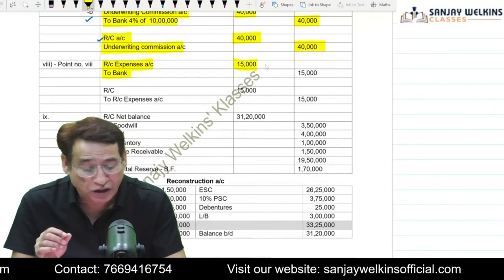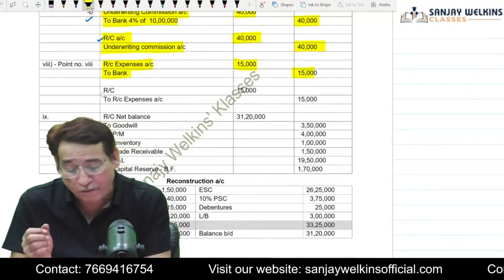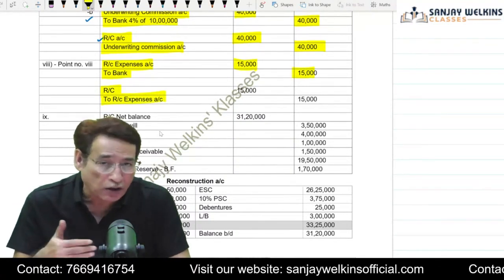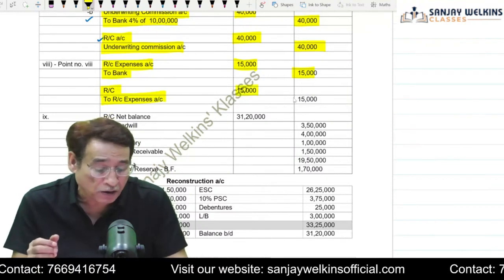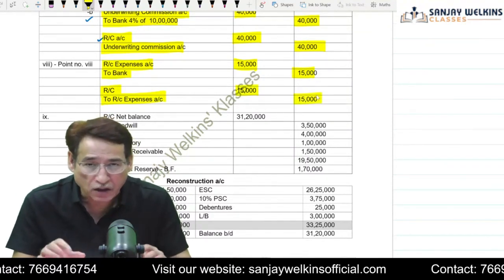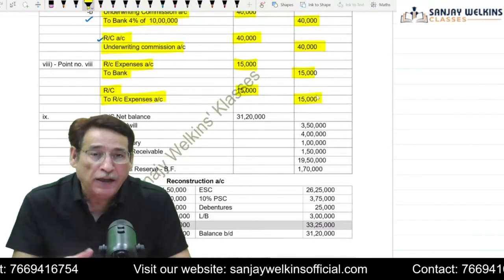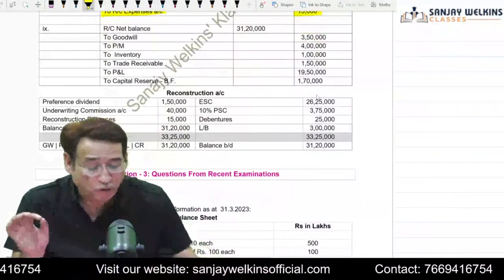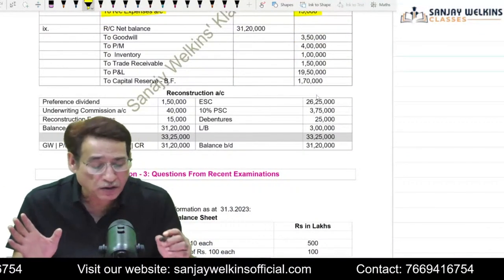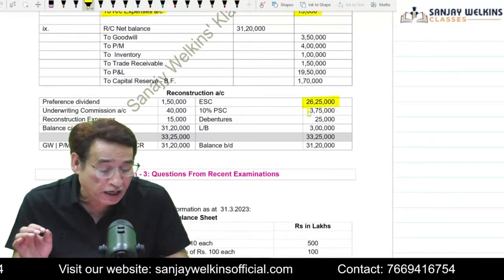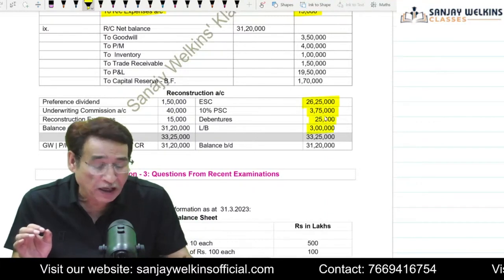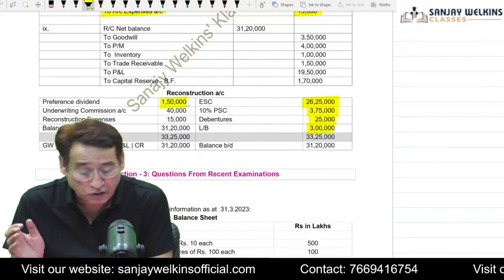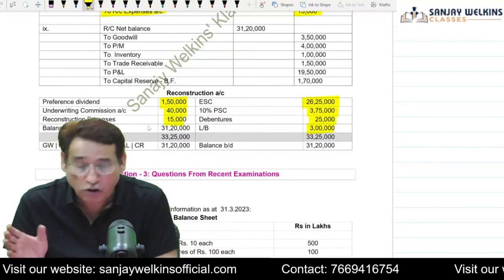This will be the first entry which you are going to put up. Obviously, then another entry will follow to write off these expenses against the reconstruction. After having reached this particular point, now I will try to accumulate the total balance in the reconstruction account. Wherever the reconstruction account gets credited, I will note them down, as per the entries, and wherever the reconstruction account is getting debited, I will also note them.